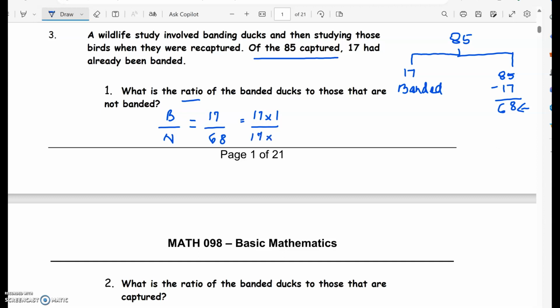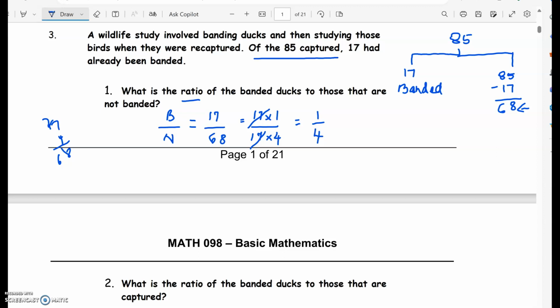17 times 4 is, let's double check, 7 4s are 28, 68. So 17 times 4 is 68. And that cancels the 17s. So it's 1 to 4. So the ratio of banded ducks to unbanded ducks is 1 to 4.